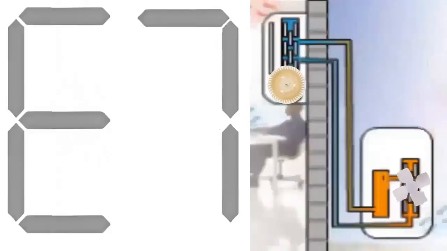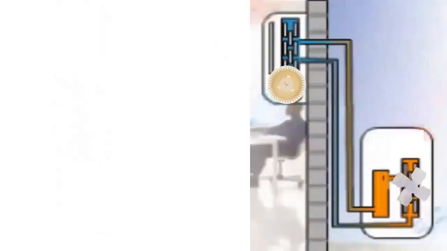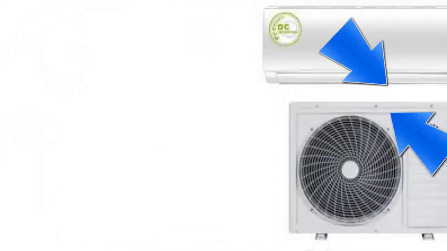Error code E9. This indicates a communication failure between the indoor and outdoor units. Solution: follow the steps outlined for error code E1.